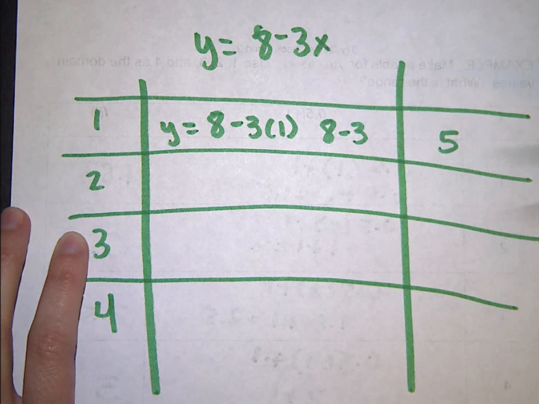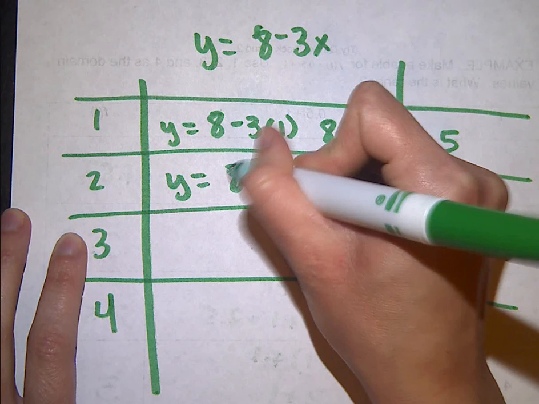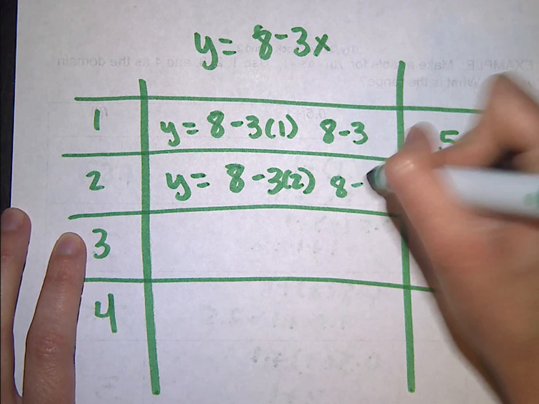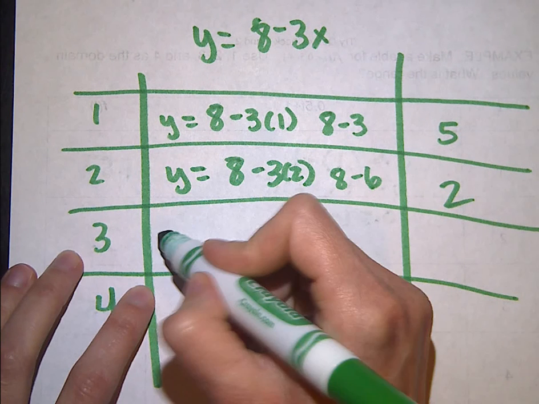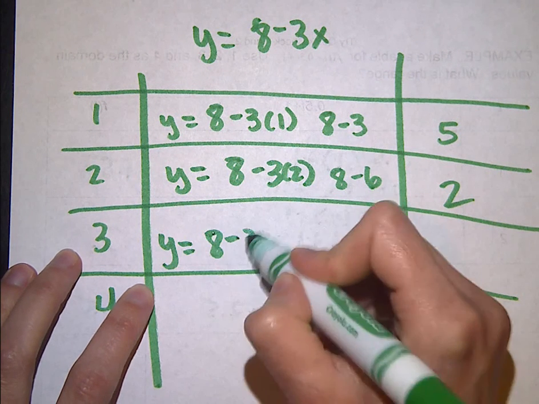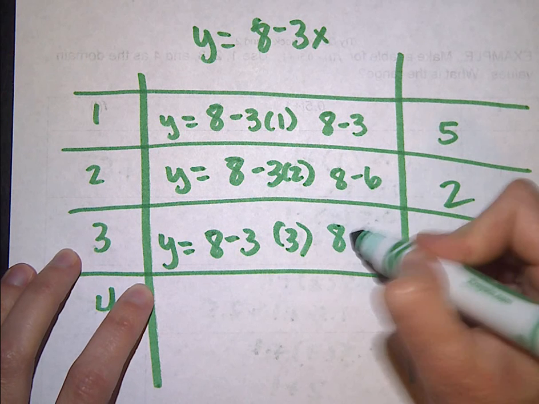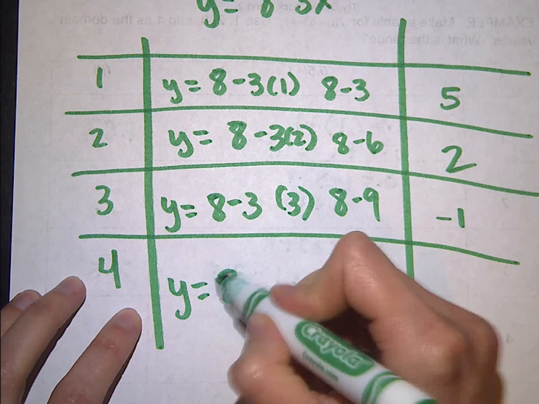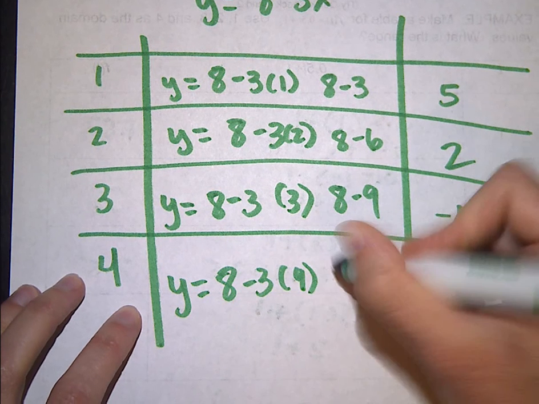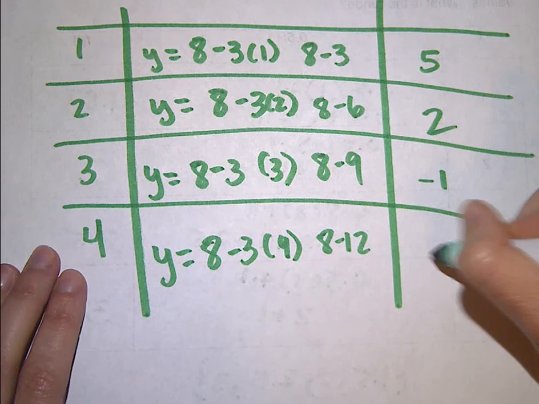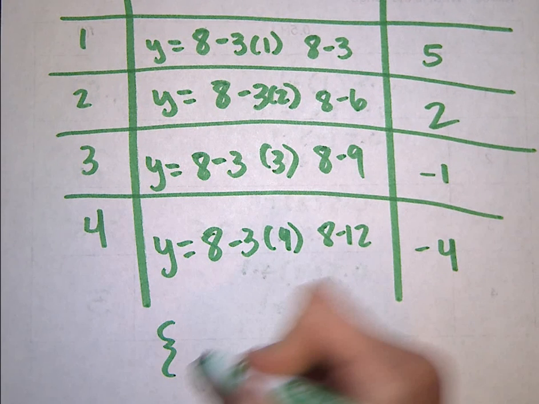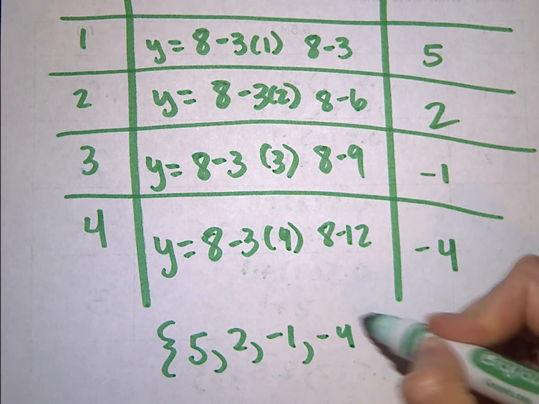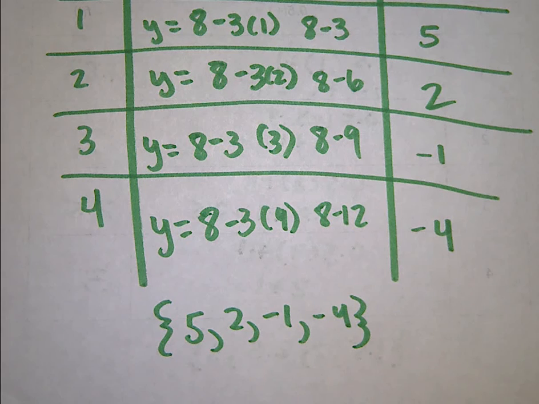So then for 2, we're going to go y equals 8 minus 3 times 2. Well, that's 6, so 8 minus 6 ends up being 2. Now we're going to do 3. y equals 8 minus 3 times 3. Well, that's 8 minus 9, which is negative 1. And our last one, y equals 8 minus 3 times 4. That is 8 minus 12, so that ends up being negative 4. So you would write that your range for this one is 5, 2, negative 1, negative 4. Okay, that's it. Go ahead and rewatch any parts that you need.